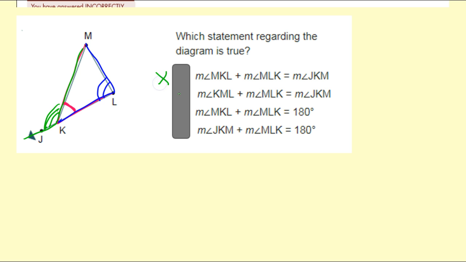And that's a no. We have an exterior angle, and that's going to equal the sum of the two remote interior angles. But the two remote interior angles are the two interior angles that are not touching the exterior angle. So angle L and angle M, those would add up to this green angle, not angle K. Angle K is touching, so that's a no.